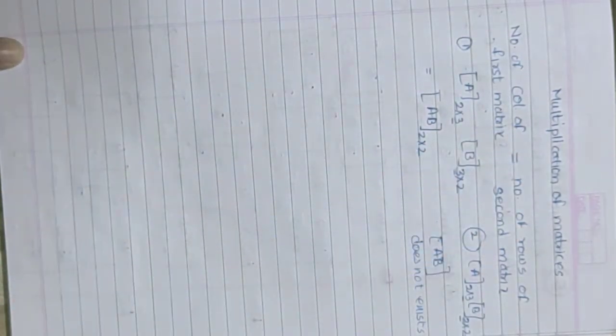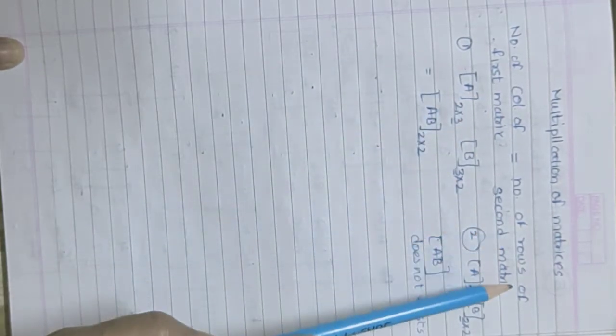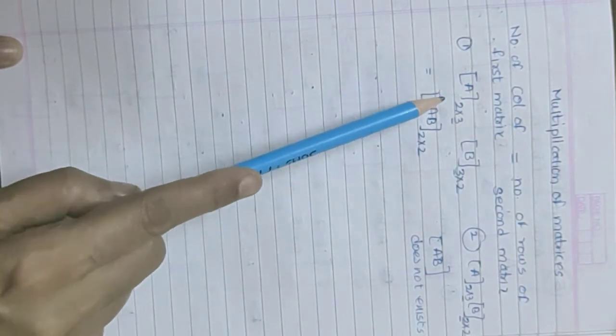Now the next part of matrices is multiplication of matrices. One condition is there. When you can multiply the matrices, for that the condition is that the number of columns of the first matrix should be equal to the number of rows of the second matrix. Suppose A is a matrix and B is a matrix. We have to multiply A and B, A into B.